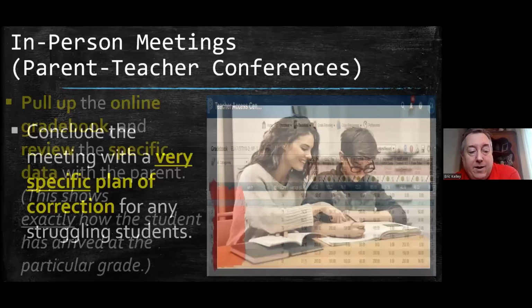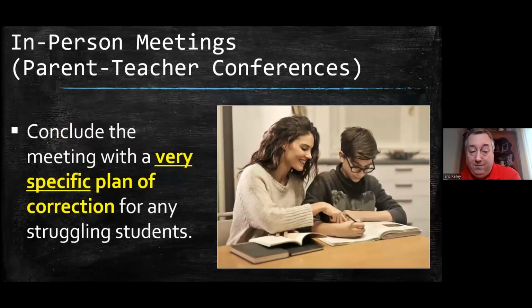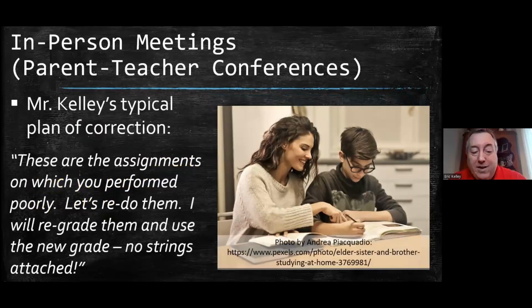Conclude the meeting with a very specific plan of correction for any struggling students. Don't just say you need to do better, straighten up, get together, come up with a specific plan of action. And mine is usually always the same. I get back every assignment on which the student performed poorly, and I say, let's redo these, and I will regrade these, and I'll post a new grade, no strings attached. In fact, that's my policy year-round.